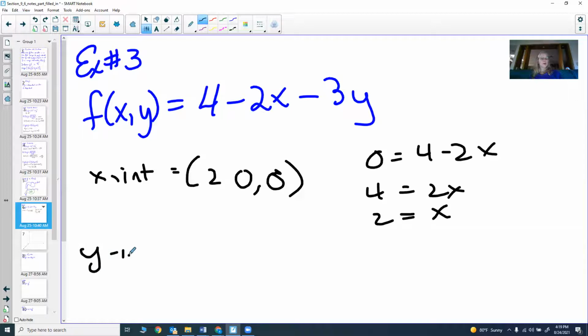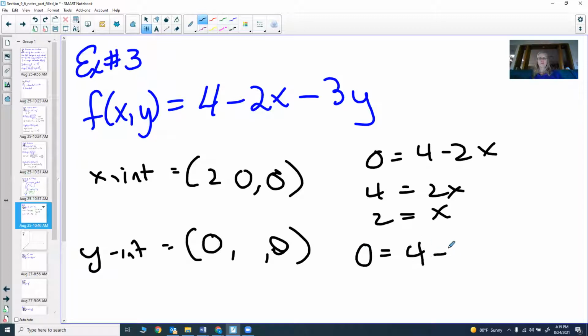Your y-intercept, your x is going to be 0. Your z is also 0, and you're trying to find the y value. So again, you're going to put 0 in for x, 0 in for z, and then solve for y. So your y is going to be positive 4/3.